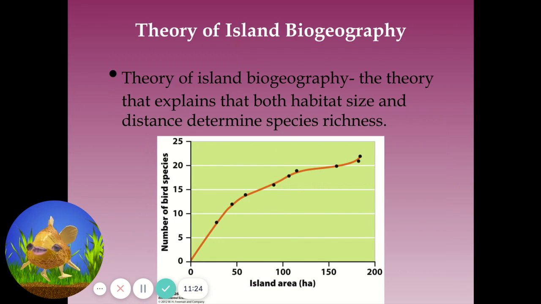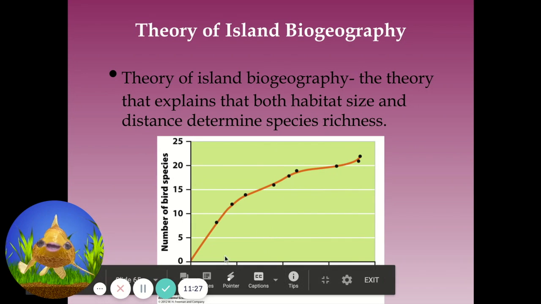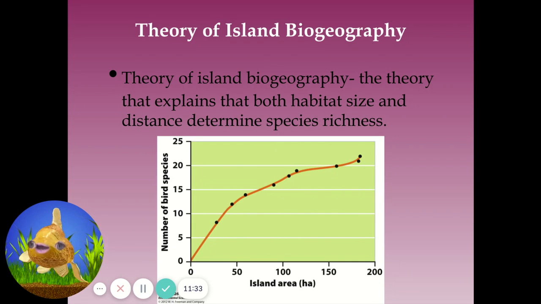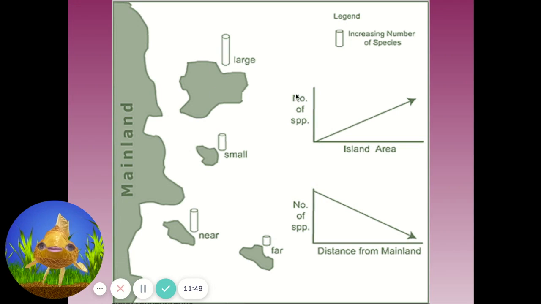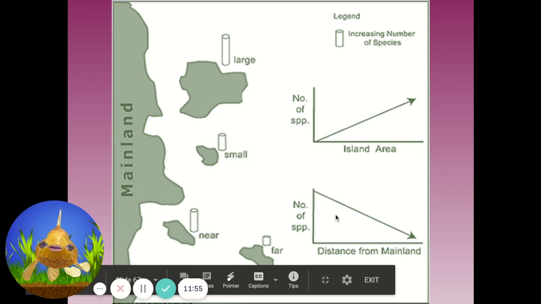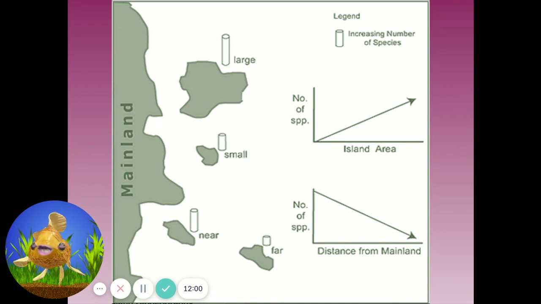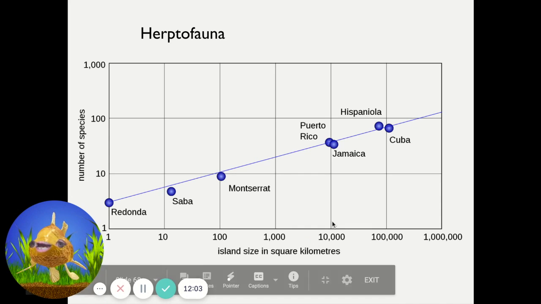They looked at islands off the coast of Panama, and they found that the larger the size of the island, the greater the number of bird species that would be found on that island. And so they came up with this theory, island biogeography. They incorporated a distance effect. So the farther the island is from the mainland, the fewer species that would be able to colonize that island. So distance, and then also size. And so you have this relationship: large islands have a greater number of species, and islands that are farther away from the mainland have a smaller number of species. So island biogeography is the distribution of species related to size and distance from the mainland.